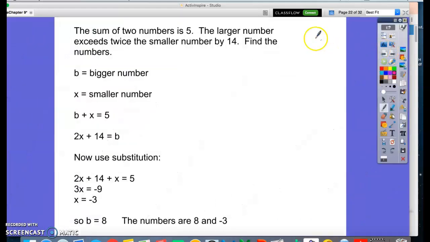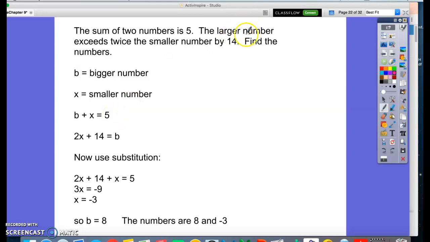So it says the sum of two numbers is 5. The larger number exceeds twice the smaller number by 14. Now find the numbers. So there are two numbers and the sum of the numbers is 5. So let's say B is the bigger number and x is the smaller number. And the sum of two numbers is 5. So B plus x is 5.